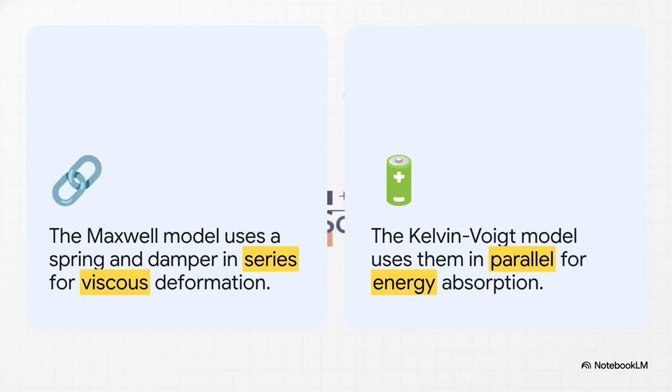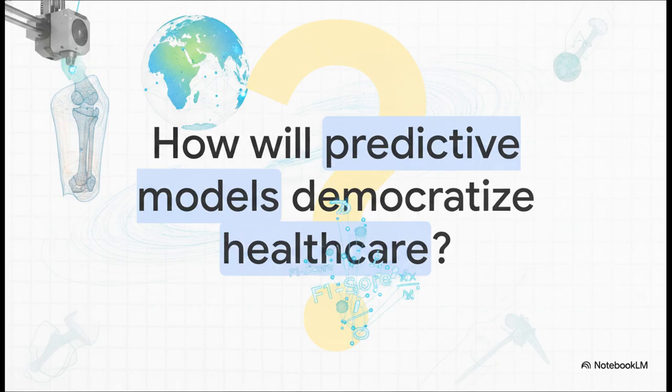We use the Maxwell model, which places a spring and damper in series to simulate exactly how the material is going to deform. And then we contrast that with the Kelvin-Voigt model, which places them in parallel to simulate pure energy absorption. These mathematical models are what provide that vital ground truth data that our machine learning algorithms rely on and evaluate. As you digest everything from today's explainer, I really want you to consider the broader implications here.